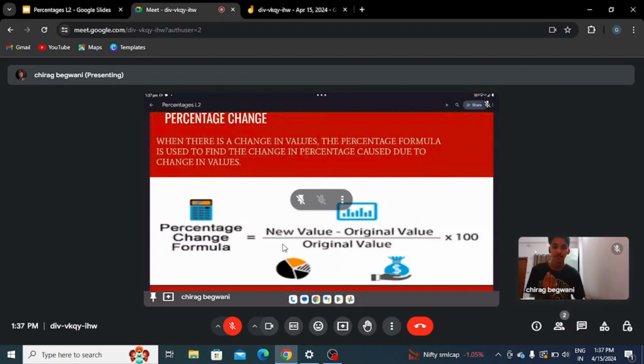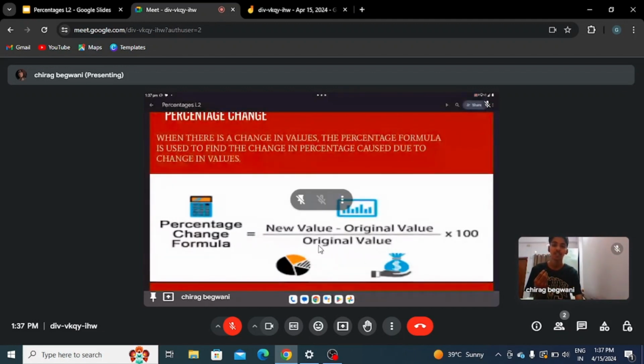Simple. Now the formula I have attached here: new value minus original value by original value into 100. Right. So let's say I had 10 rupees. Now I have 25. So the difference between 25 and 10 is 15, 15 by 10 into 100. Right. So my percentage change will be 150% then.